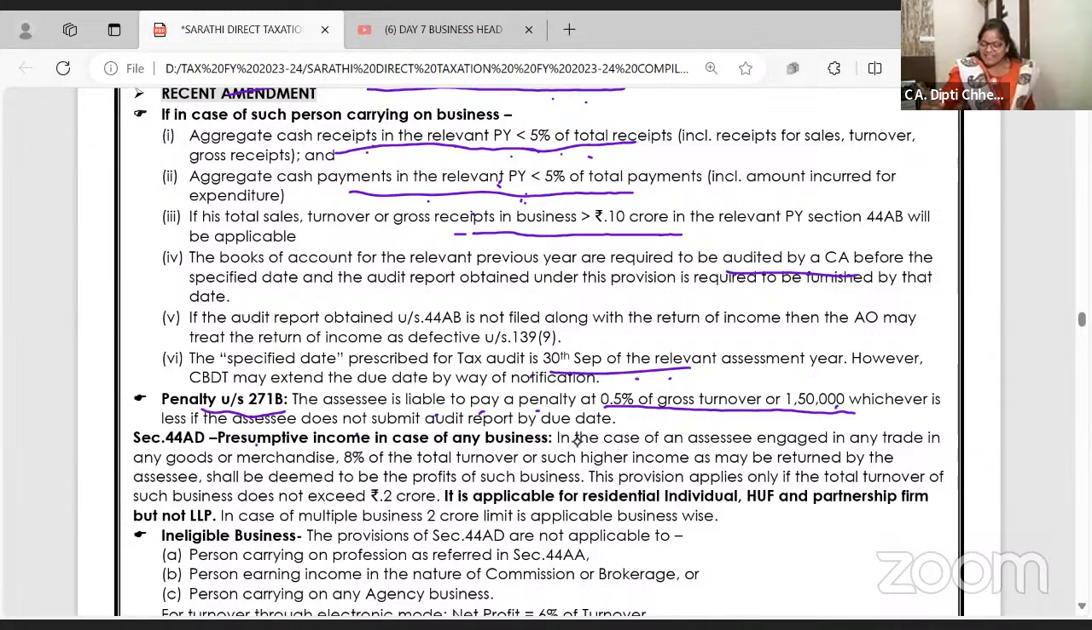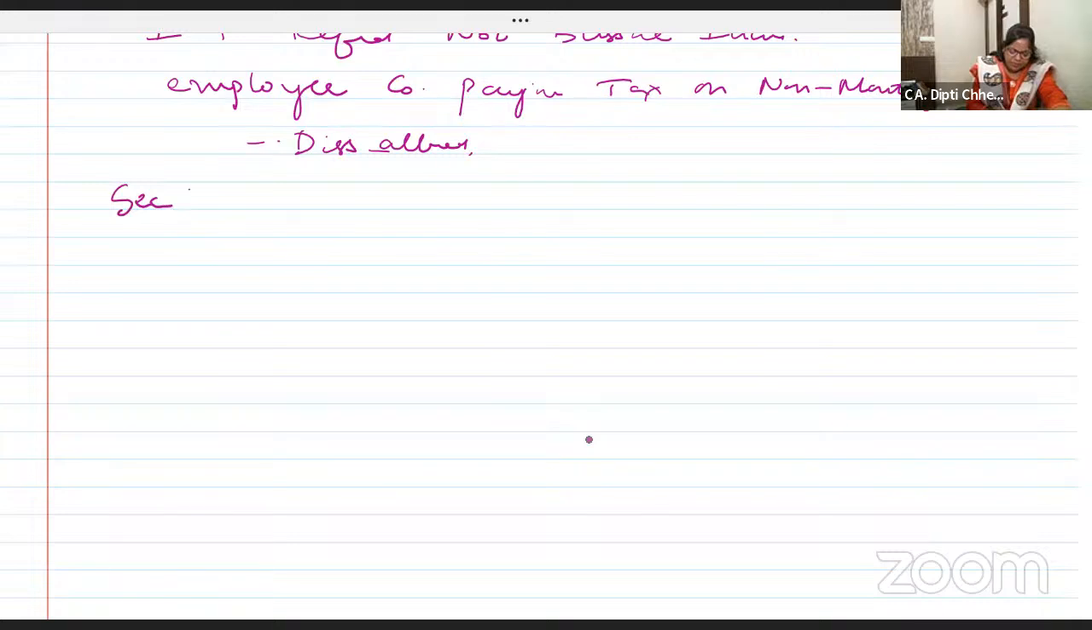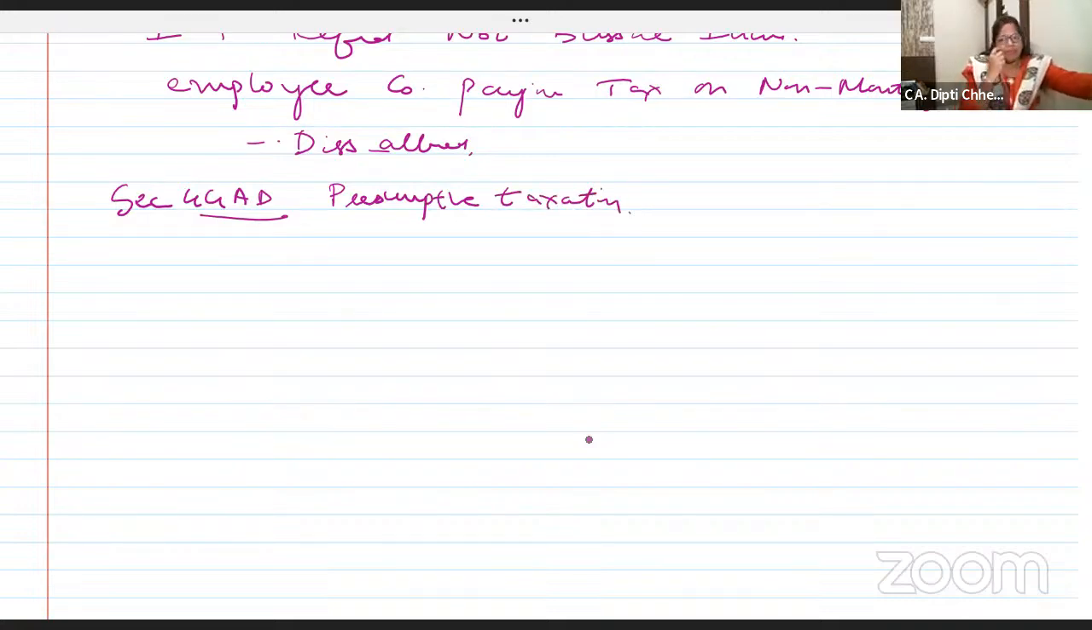Again we have gone into theory mode. Some of you are feeling, ma'am, पढ़ाते जा रहे हैं कुछ कर रहे नहीं. So then let us go to your notebook. I'll teach you थोड़ा अलग वे में. पहले मैं section 44AD पढ़ाती हूँ. Ma'am, what is 44AD? We have not read the theory. You're right. Presumptive taxation. I want all of you to write 44AD, presumptive taxation.